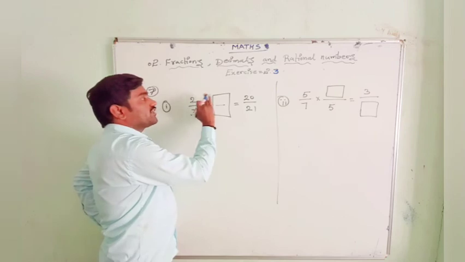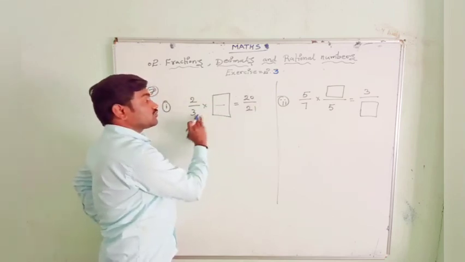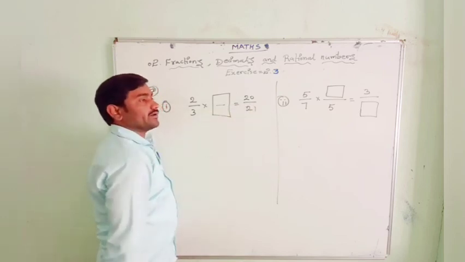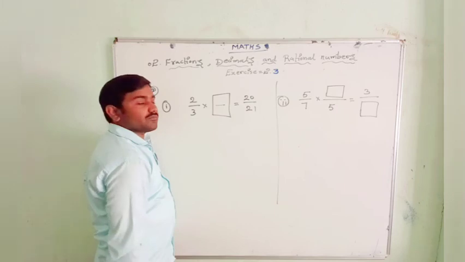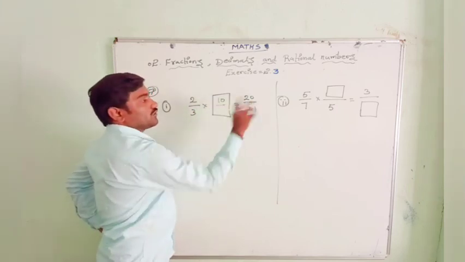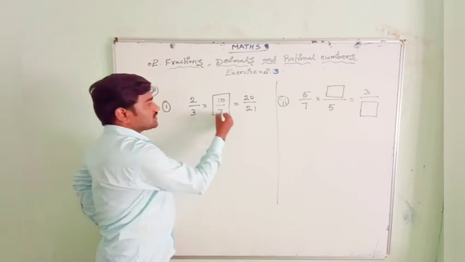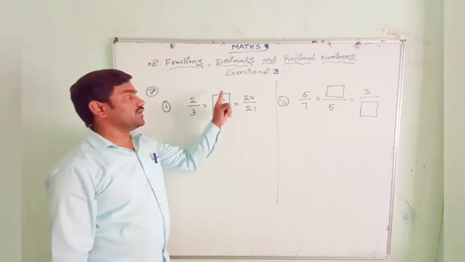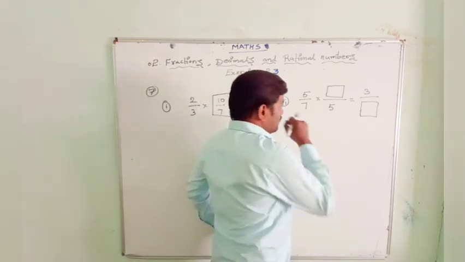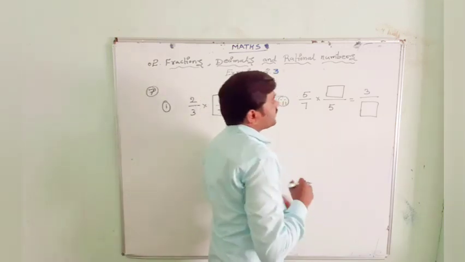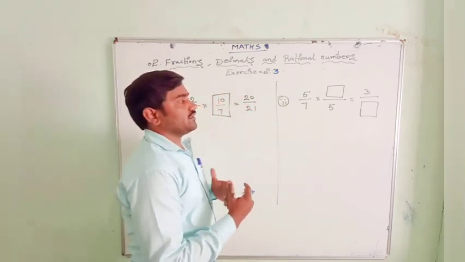That means they have multiplied two numerators so that they got the 20. They multiplied the two denominators so that they got the 21. So very simple, 2 how many are 20. 2 tens are 20. Then 3 sevens are 21. Simple. That is 10 by 7 is the number in the box. Here, let us see.